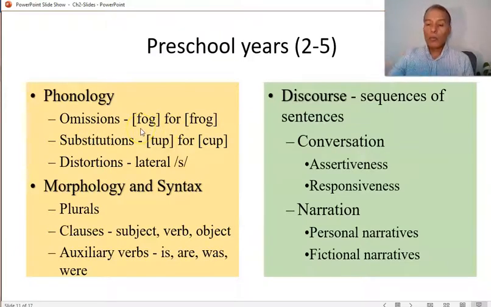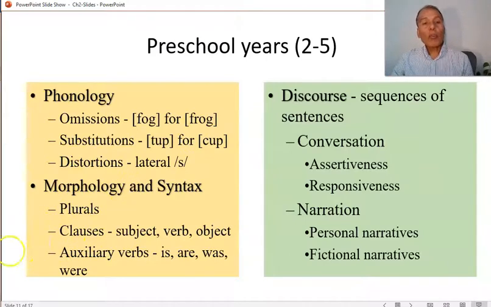But that improves without intervention. All children have these things at a certain stage. And when you say light, they might say white. So these are substitutions. And then there are distortions. For example, if the S is not very crisp and clear. Some sounds are not yet clear between 2 and 5 because they are still developing these sounds. And every sound has a particular stage where it should occur.